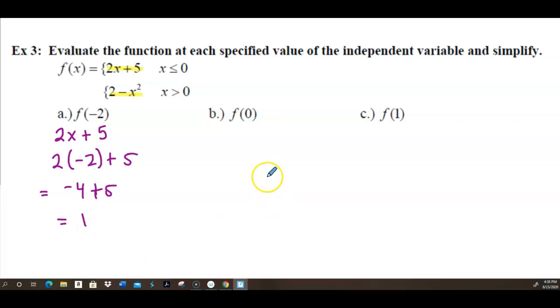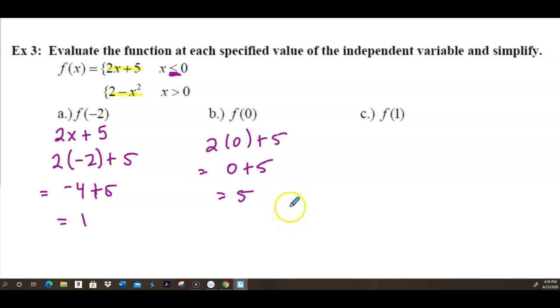and this equals -4 plus 5, which is equal to 1. Looking at B, f of 0. Now because of the equal to line here, we're going to put it into the first piece. So 2 times 0 plus 5 is equal to 0 plus 5, which is equal to 5.